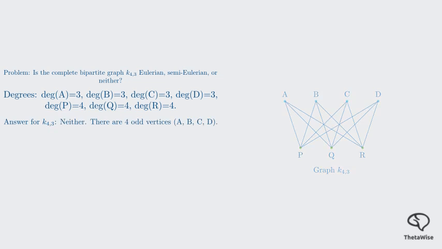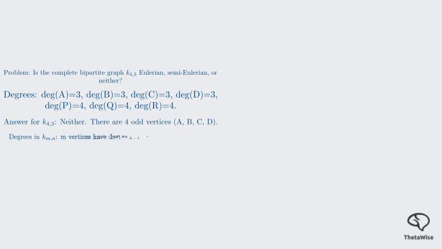Now for a more general case, when is the graph K subscript m,n Eulerian? Remember, a graph is Eulerian if all vertices have an even degree. In K subscript m,n, the m vertices have degree n and the n vertices have degree m. Therefore, for all degrees to be even, both m and n must be even numbers. If m is even, all n vertices have an even degree m. If n is even, all m vertices have an even degree n.